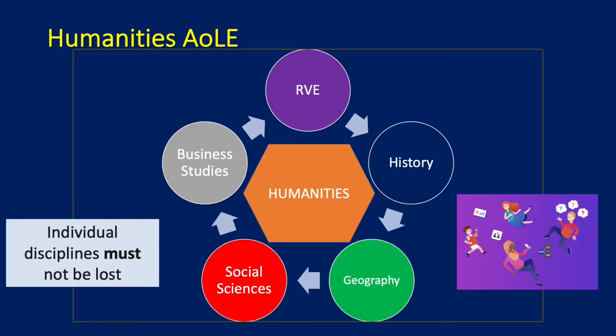Just a quick reminder, this is what we're talking about when we talk about the humanities AOLE, or Area of Learning Experience. When we look at it, there are some subjects that are quite familiar. So history, geography, religion, values and ethics, those are the subjects that perhaps we'd expect to see here. But the new ones, the unusual ones, would be business studies and social sciences, such as sociology, psychology and anthropology.